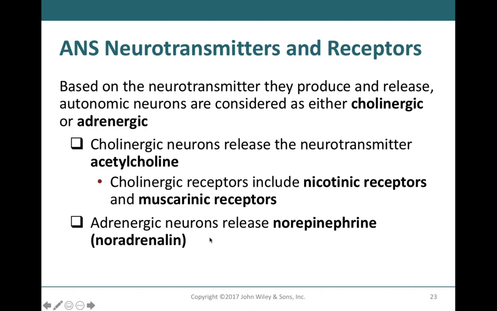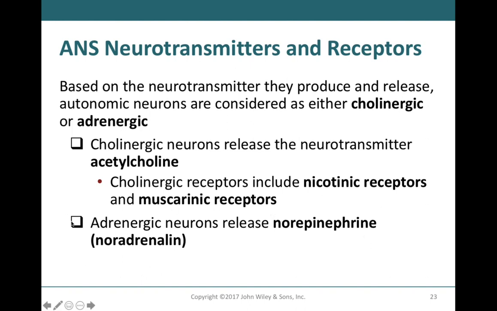And these adrenergic neurons are going to release the neurotransmitter norepinephrine. Now, norepinephrine is very similar to another neurotransmitter known as epinephrine. And epinephrine can also be known as adrenaline. So that's where we get this name, adrenergic, for adrenaline. So norepinephrine has a very similar effect to epinephrine when it is released.